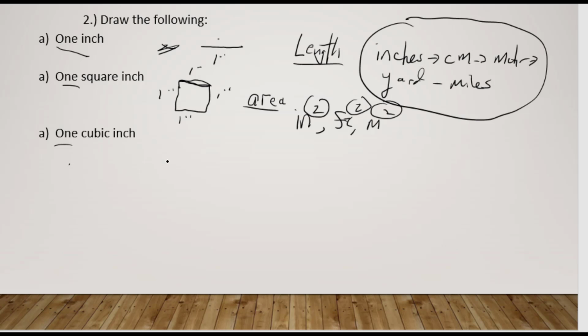And a cubic inch is a measurement of volume. And let me see if I can just draw some sort of an example. It's basically like a die. And so it'd be 1 inch by 1 inch by 1 inch. So length, width, and height are all 1 inch. Let me try again.